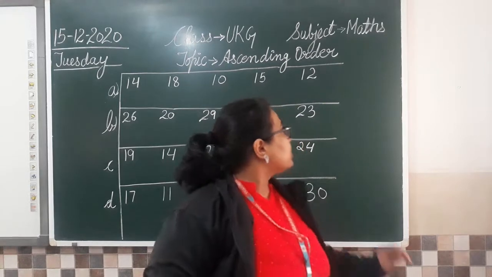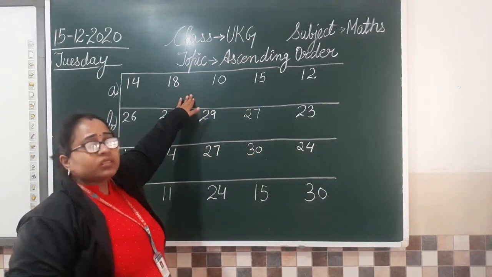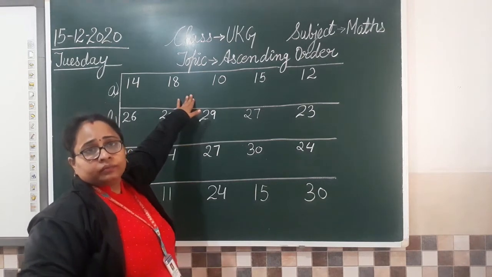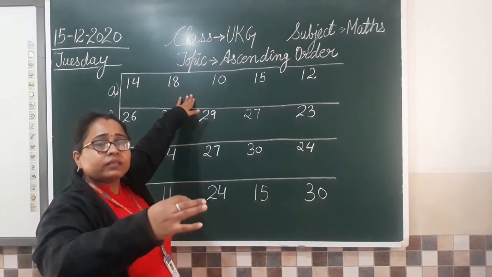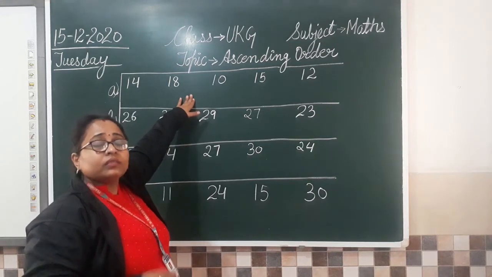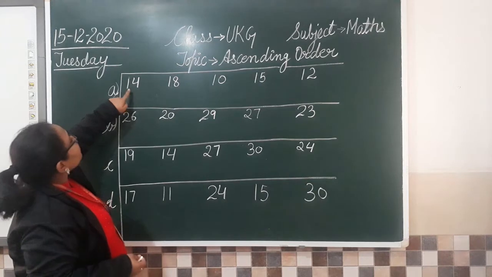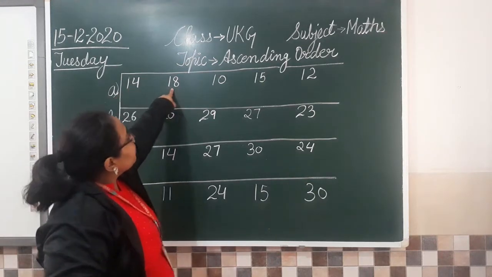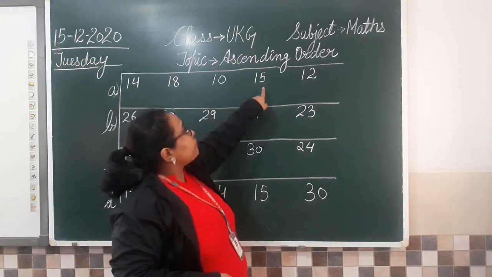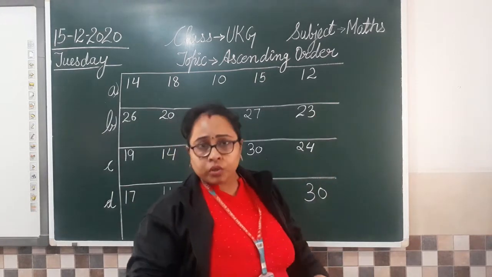So moving towards the first group. Can you tell me which is the smallest number? Are we supposed to write the smallest to biggest or what? Smallest to biggest only we have to write? Okay. So the numbers given are 14, 18, 10, 15 and 12.